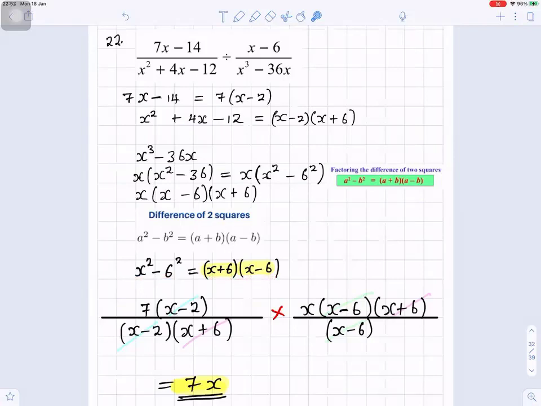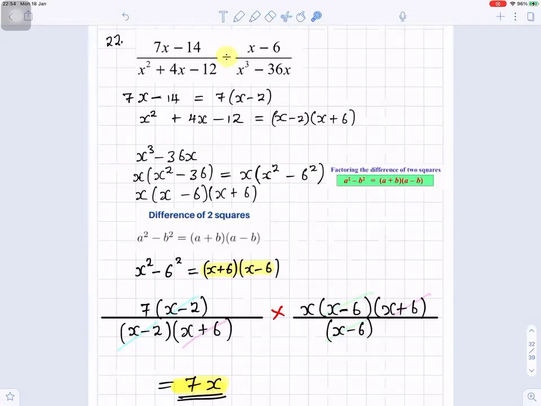Now, after we factorize all the terms, we can write them out and cancel afterwards. So 7x minus 14, we write it like this, 7 bracket x minus 2. X squared plus 4x minus 12, we write it as x minus 2, x plus 6. X cubed minus 36x, we write it as x bracket x minus 6, x plus 6. And x minus 6 stays the same, x minus 6. We change the divide to a times and flip the fraction. So that's why the x cubed minus 36x goes to the top and the x minus 6 comes below, because we change the divide to a times and flip the fraction.